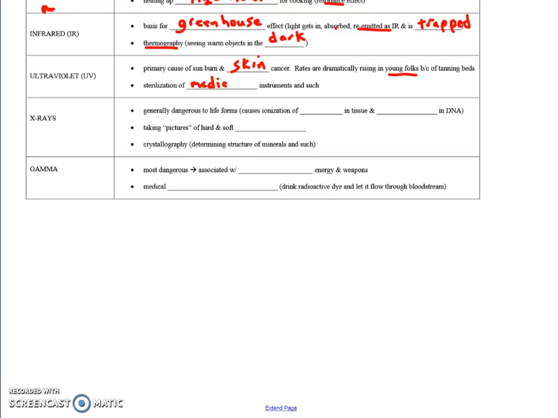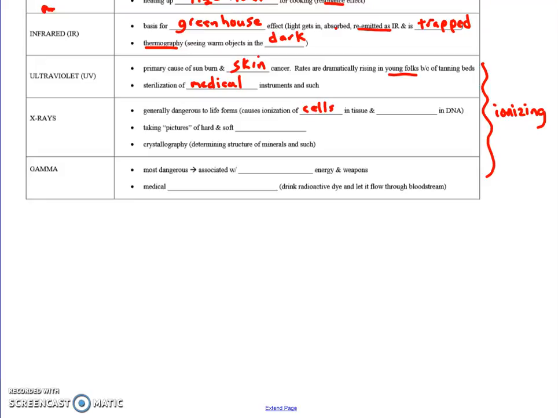It's a good way of killing germs, because most life cannot withstand ultraviolet radiation. These last three, and this is important to know, are ionizing radiation, and I'm going to talk more about that in a second with X-rays. X-rays and gamma are generally dangerous to life forms because they ionize. They have enough energy to ionize your cells, in particular the tissue that they hit. When you ionize the chemicals within the cells, you disrupt the chemistry, which will generally kill the cell. When you kill enough cells, then you start getting sick.